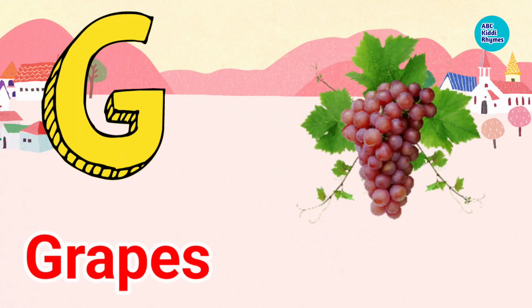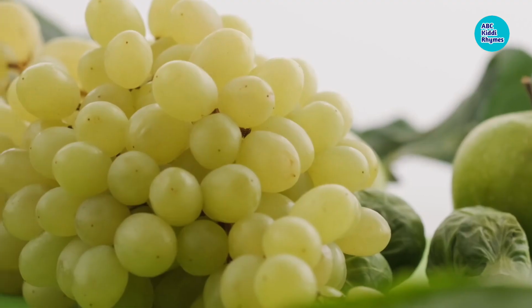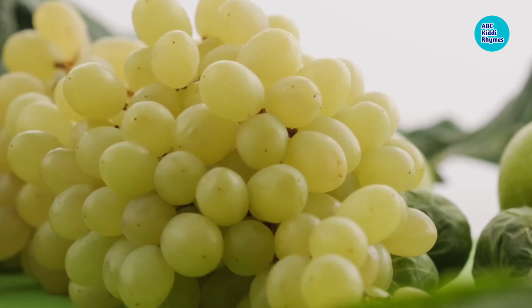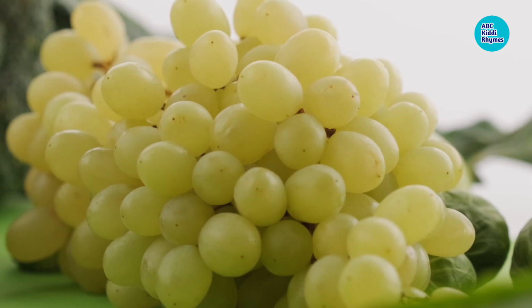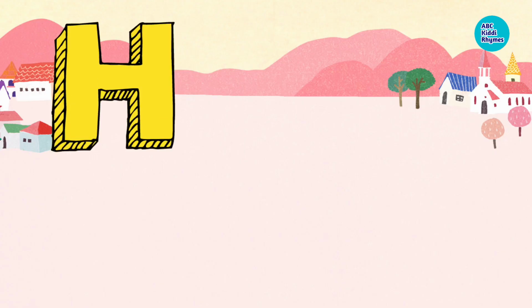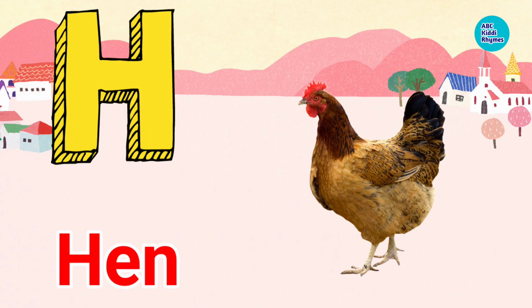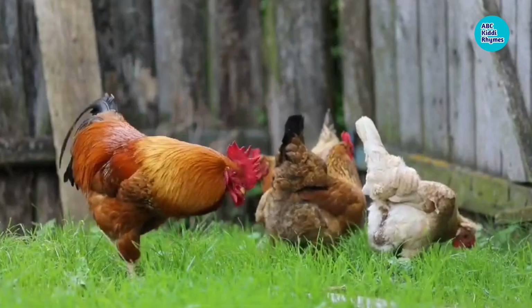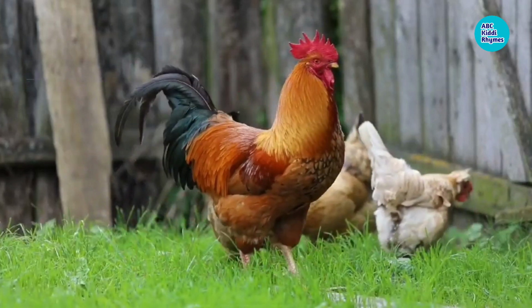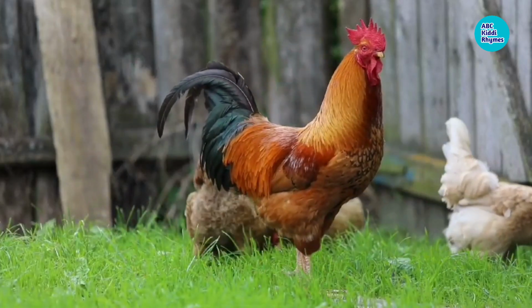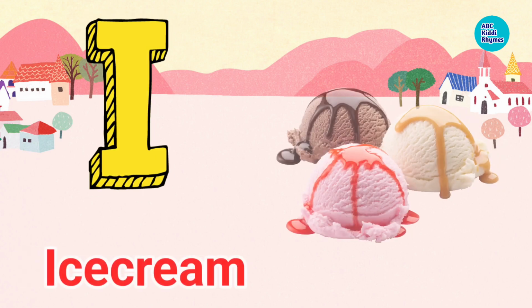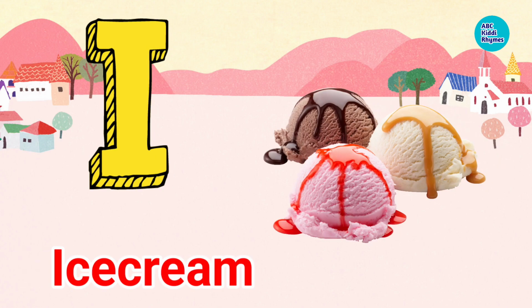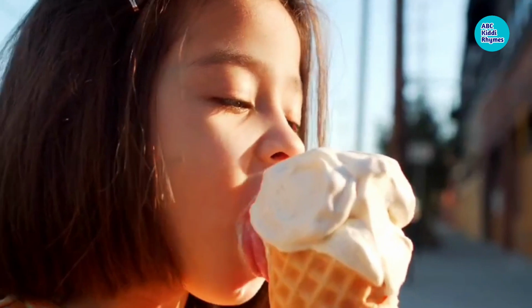G for gorilla. Gorilla means gorilla. H for hen. Hen means murgi. I for ice cream. Ice cream means ice cream.